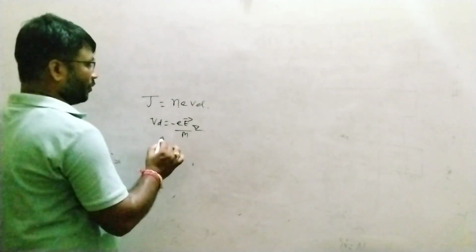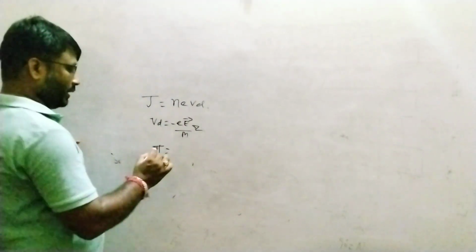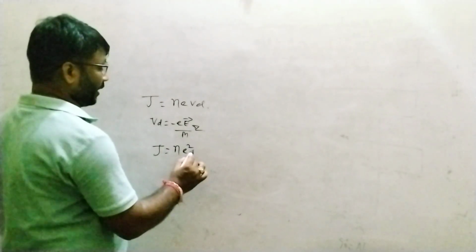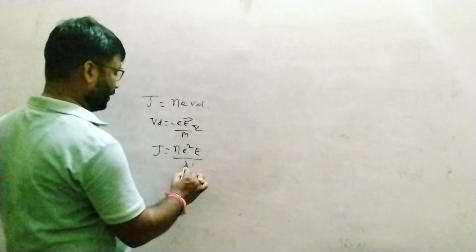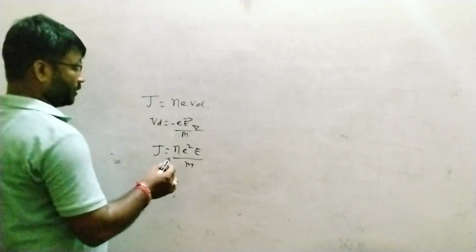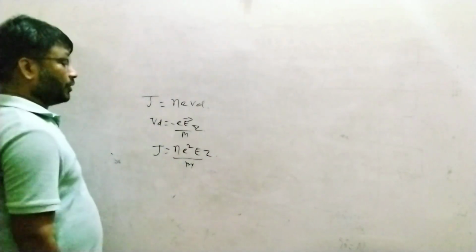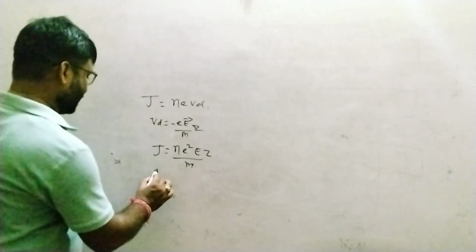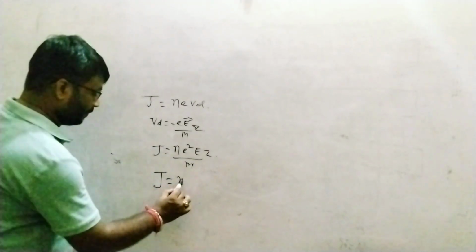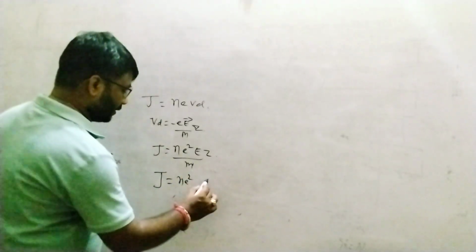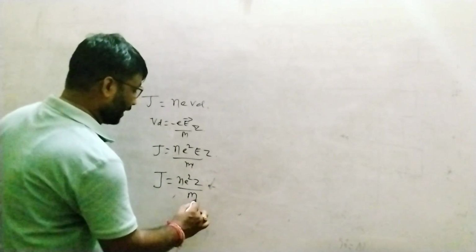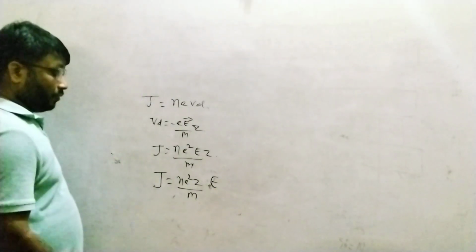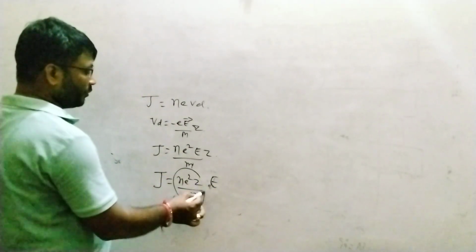So if I put the value of Vd in current density, you will get J = n e² τ / m into E. So what will you get here? This is J, this is n e², this is τ by m into E. This whole term is going to be constant.